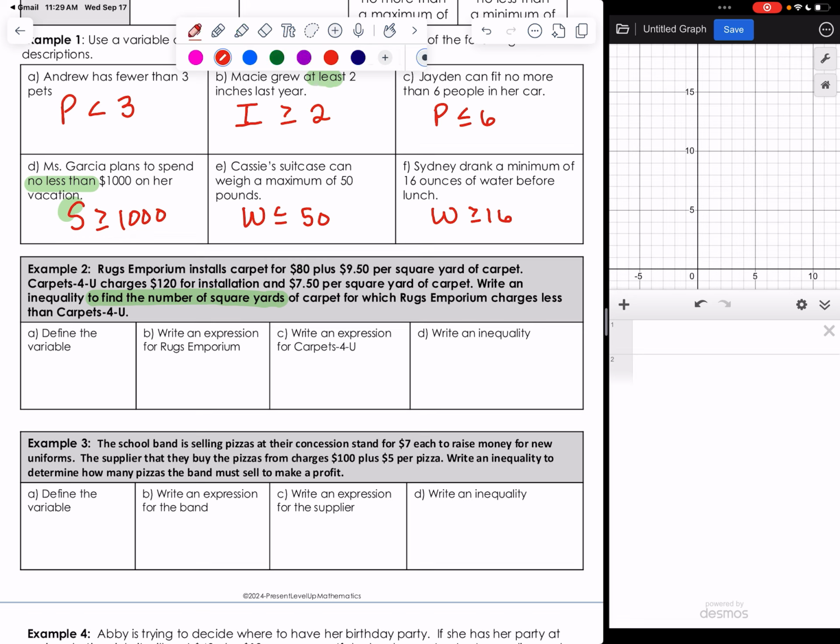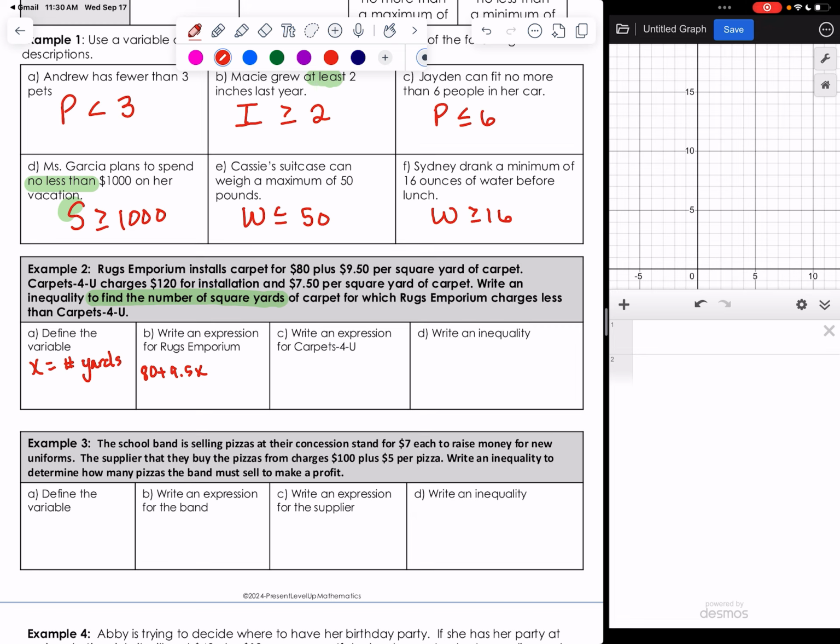So that's our unknown. So I'm going to let x, and it doesn't matter what variable you use, equal the number of yards of carpet. Okay. In part B, they want us to write an expression for Rugs Emporium. So Rugs Emporium installs carpet for $80 plus $9.50 per square yard. So that would be 80 plus 9.5x.